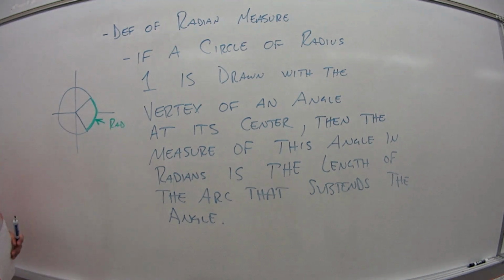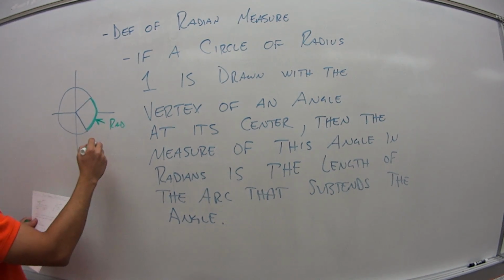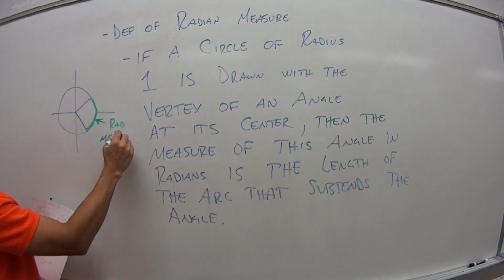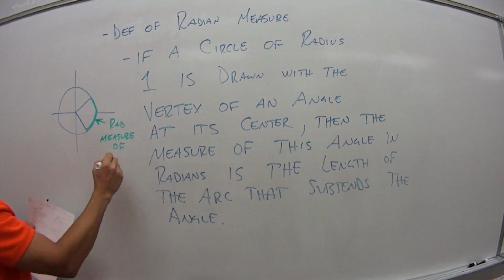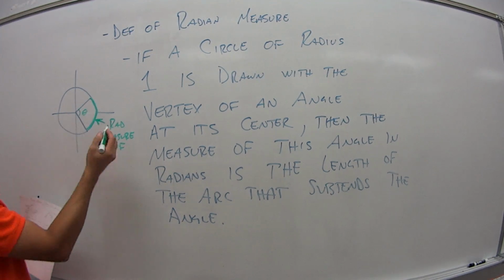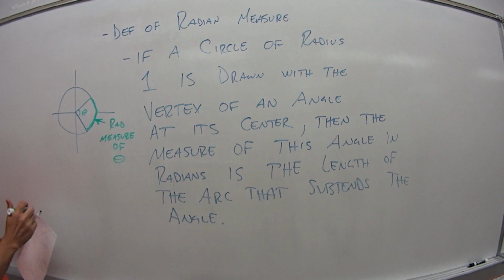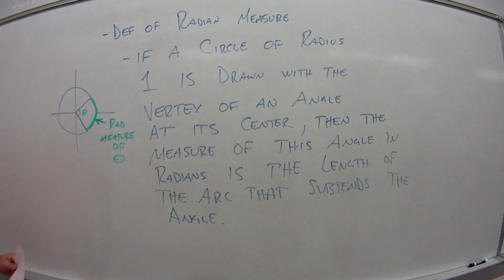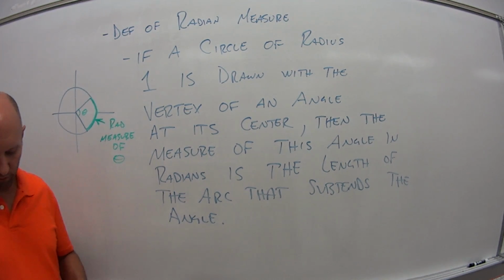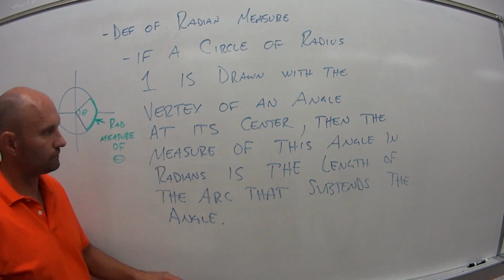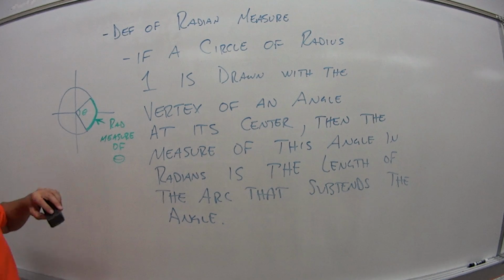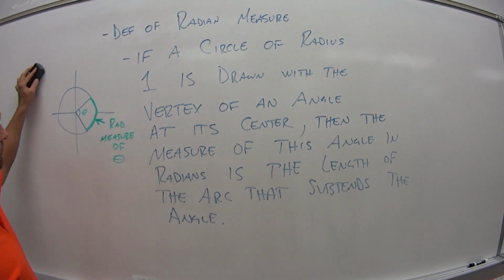Radians we abbreviate as RAD. So this green would be the radian measure of the angle, and we're just going to call this theta. So if we have some angle drawn within this unit circle, the length of the arc around the outside is the radian measure of this angle. All right, I'm going to erase this. Again, if you need to pause and copy it down, feel free.